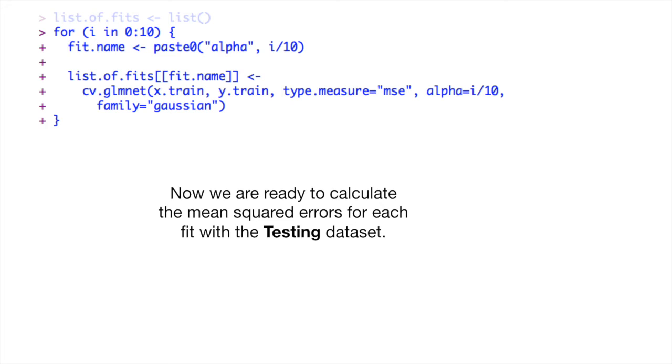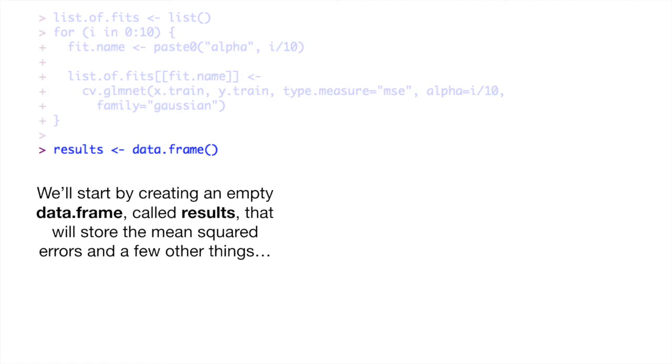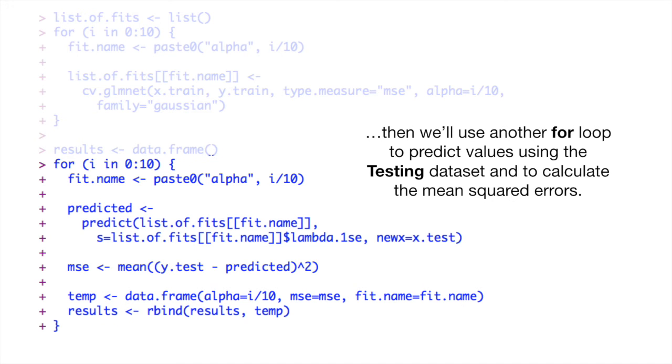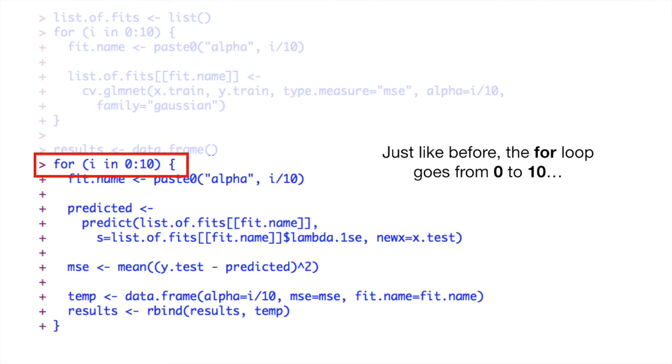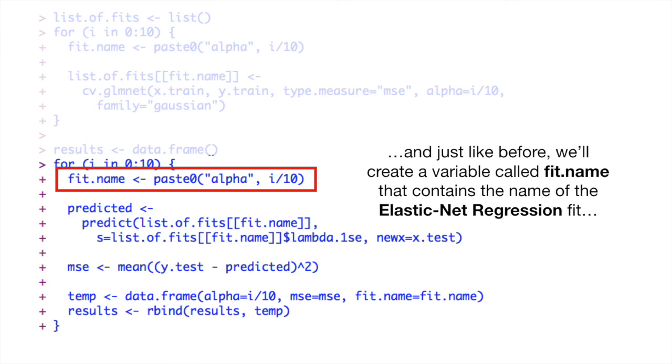Now we are ready to calculate the mean squared errors for each fit with the testing dataset. We'll start by creating an empty data frame called results that will store the mean squared errors and a few other things. Then we'll use another for loop to predict values using the testing dataset to calculate the mean squared errors. Just like before, the for loop goes from 0 to 10.